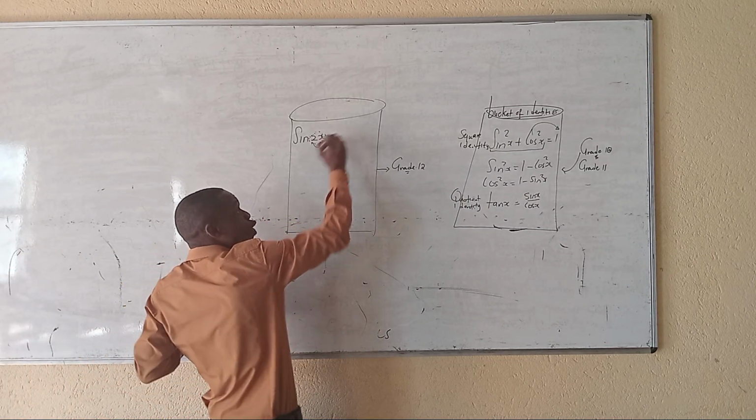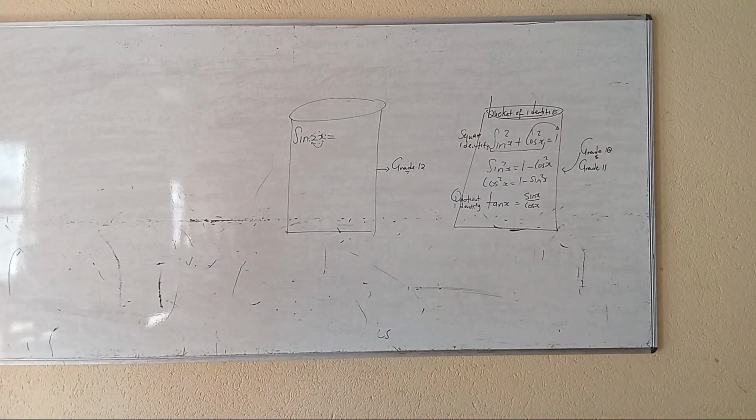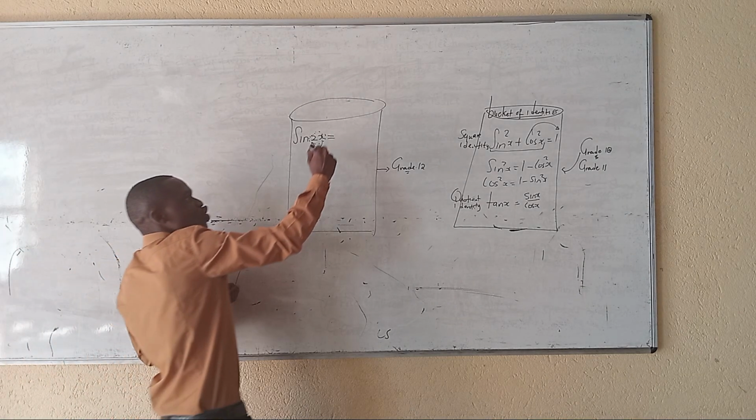So we are now observing the identities from grade 12. You don't see this in grade 11 and grade 10. Which means I guarantee you that you are going to meet it in your final exam, because we are now focusing on grade 12. You have to know what sine 2x is as a grade 12 student. We are dealing with the double angle identity of sine.